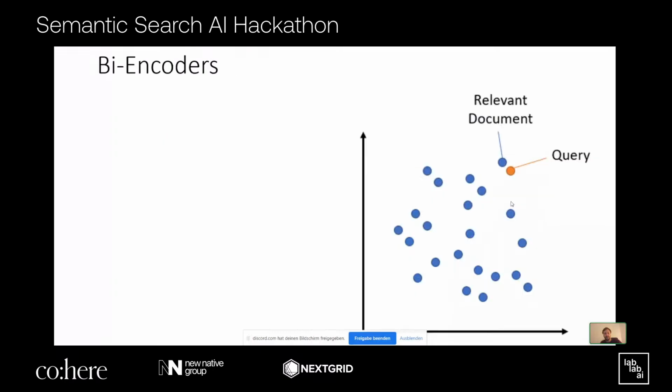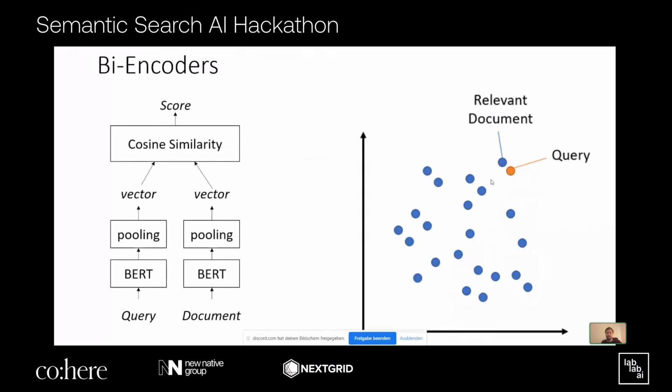So how does it work? Lewis already covered it. You have these vector spaces where you encode all the documents, and then you encode the query, and you find the nearest neighbor of these queries. How does it work a bit more in detail? You have these queries and documents which you send to a transformer network like BERT. You do some pooling operation to give you a vector. And then you use some distance measure like cosine similarity, dot product, or so on to get a score.